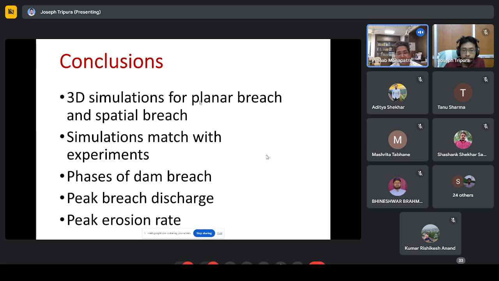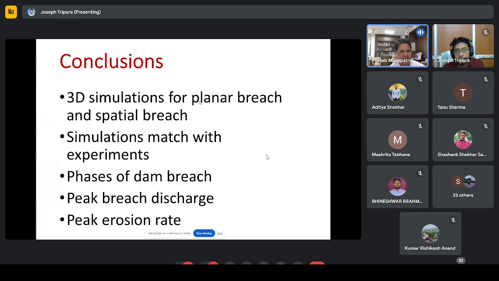Please note that using the Saint-Venant equation or HEC-RAS, you cannot study these kinds of phenomena. Simulations match with experiments. Phases of dam breach identified. Peak breach discharge was found out. Peak erosion rate was found out. When I said the last two lines, we found out some non-dimensional equations based on our simulations for these two parameters. So the last two lines are our contribution from this study.